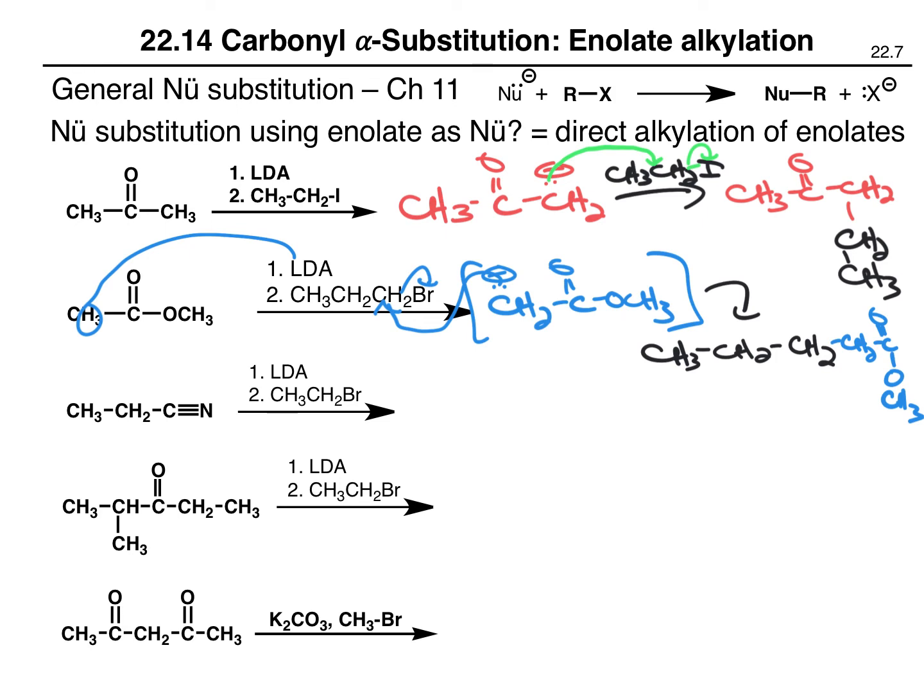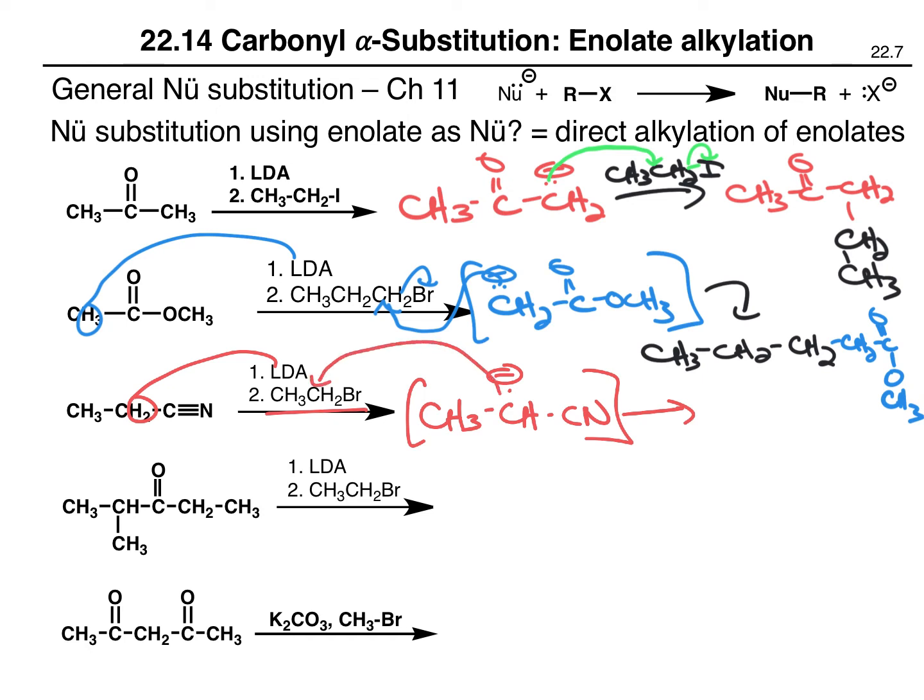A nitrile can also be alkylated, so treatment with LDA will give this enolate, and then adding in the alkyl halide, this will share its electrons here, push away bromine as a leaving group to give this product.